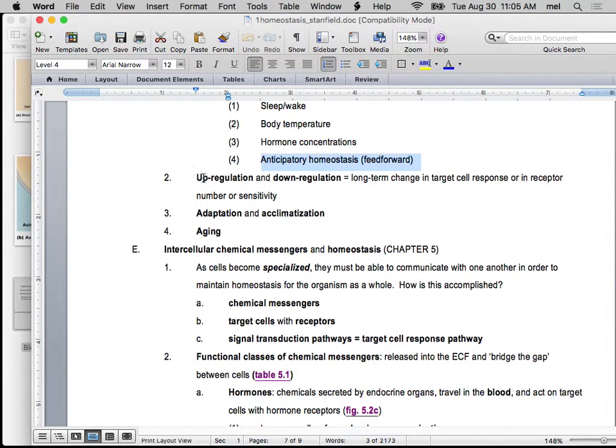And this one I never actually ran into until I took physiology and then started teaching physiology. And it's pretty damn fascinating.